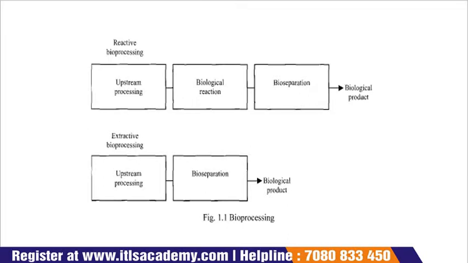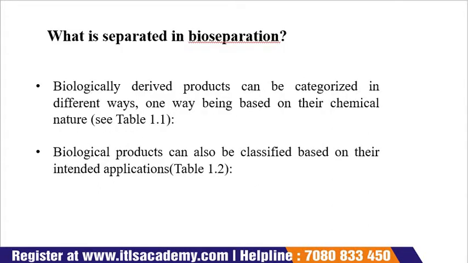So the first step taking place is the upstream process, and after the upstream process the biological reaction takes place and then the final bioseparation, and we are getting the finalized biological product. Next, in extractive bioprocess, again the upstream processing takes place and then the final bioseparation, and we are getting the finalized biological product. So next, what is being separated in bioseparation? Biological products are being separated and we are getting the finalized purified form.